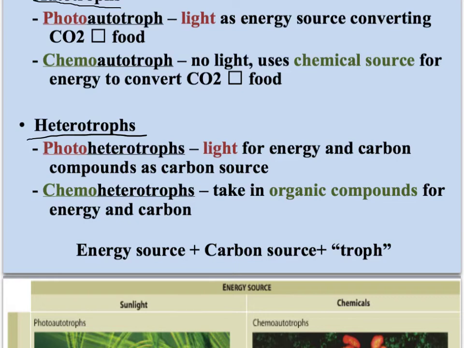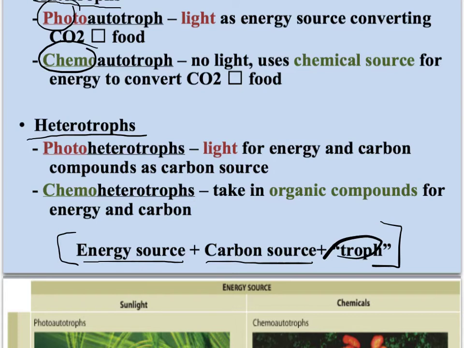So photo is going to refer to light, chemo, chemicals, and this is how we're going to write these, with this handy-dandy little formula down here. We're going to say what the energy source is, then what the carbon source is, and then we're going to add troph, and that's it. So photoautotroph: it's going to have light energy, and it's going to convert the CO2 to food. Chemoautotroph, it's going to use chemical energy to convert CO2 to food.